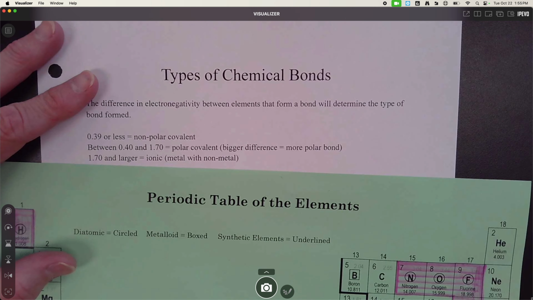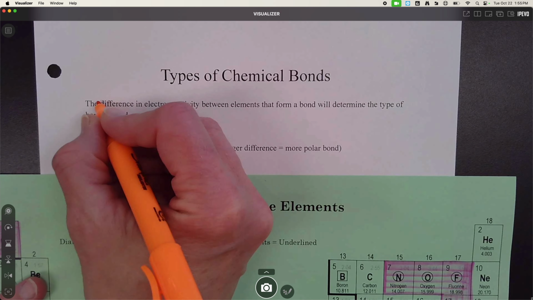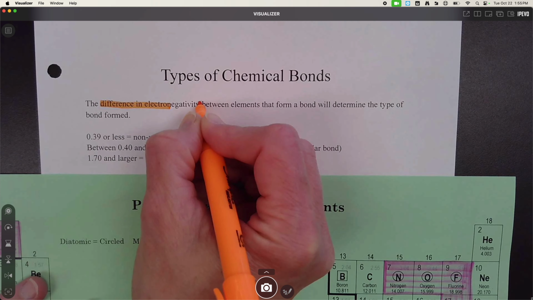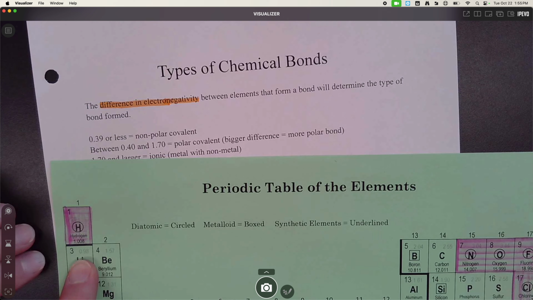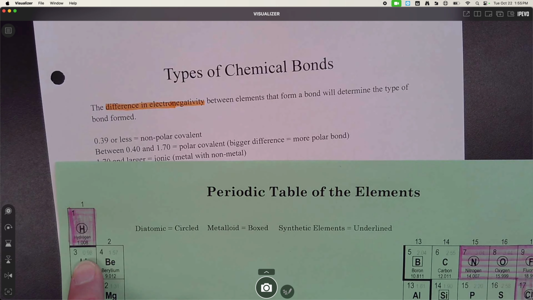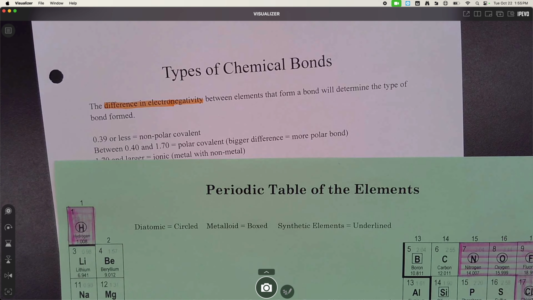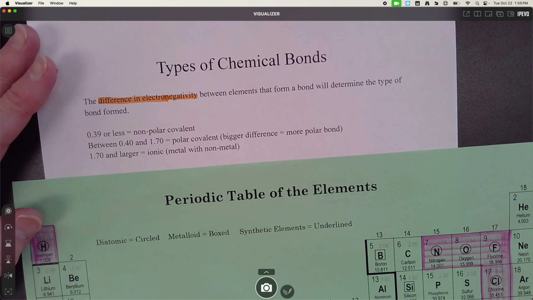Okay, the reason we need our periodic table to talk about types of chemical bonds is that when we start to look at what kind of chemical bond we're working with, the key to knowing what type it is is the difference in electronegativity. We've learned that our periodic table tells us the electronegativity. It's just the dim little number up here in the upper right-hand side of that box. So if we're going to calculate difference, it's nice to have all of our electronegativities given to us.